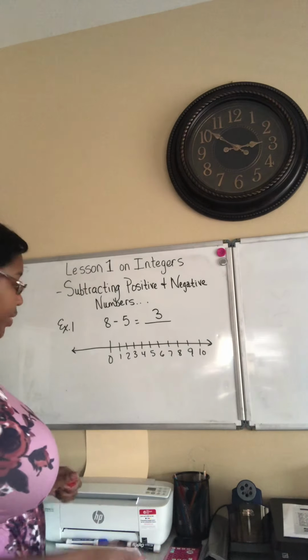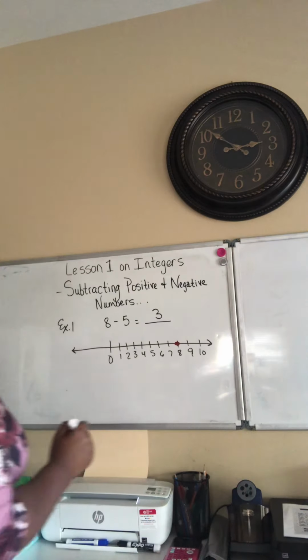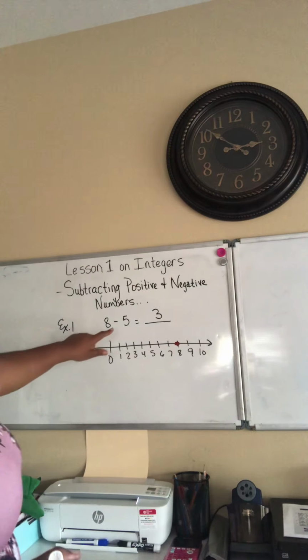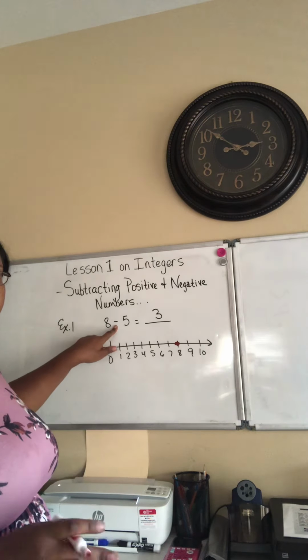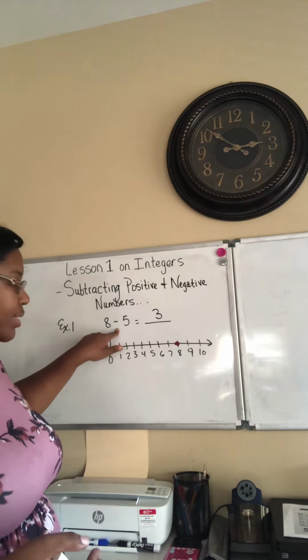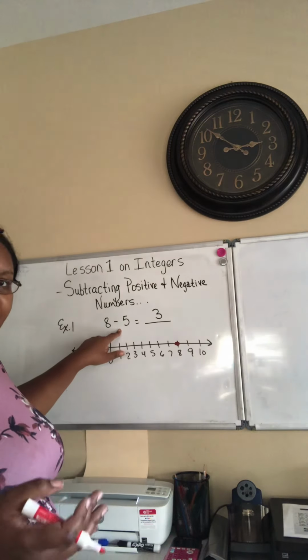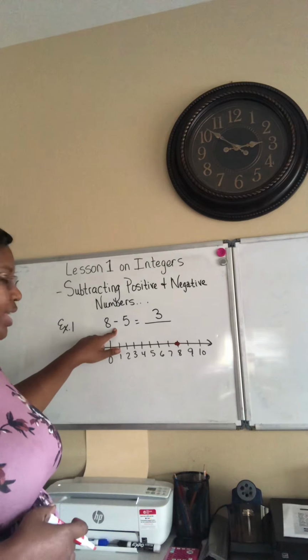Excuse my 3-year-old. Okay, so 8 is our starting point. Now, this is no longer subtraction. On the last lesson, we talked about how this minus sign actually means negative 5. So what that's telling me to do is to go in the negative direction.